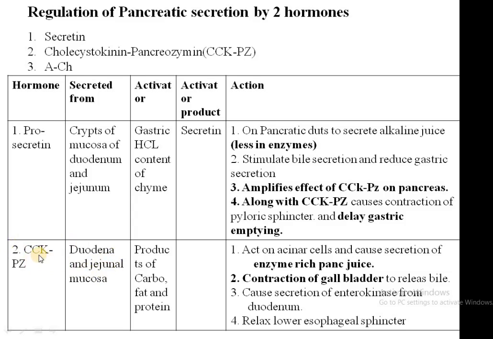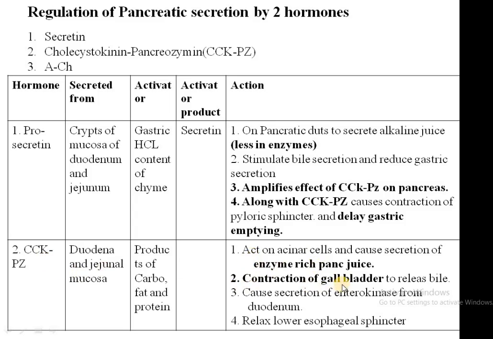Now this CCK-PZ has two hormones in itself, cholecystokinin and pancreozymin. Cholecystokinin acts on the gallbladder and causes the release of bile, and pancreozymin acts on the pancreatic part. Now this acts on the acinar cells. So secretin was acting on the ducts, this is acting on the acinar cells, that is on the zymogen granules, and thus the secretion by this hormone will be rich in pancreatic enzymes. So this causes the release of pancreatic juice rich in pancreatic enzymes.